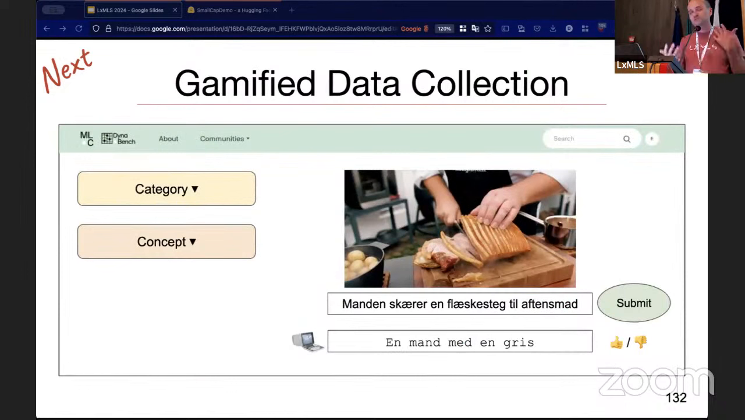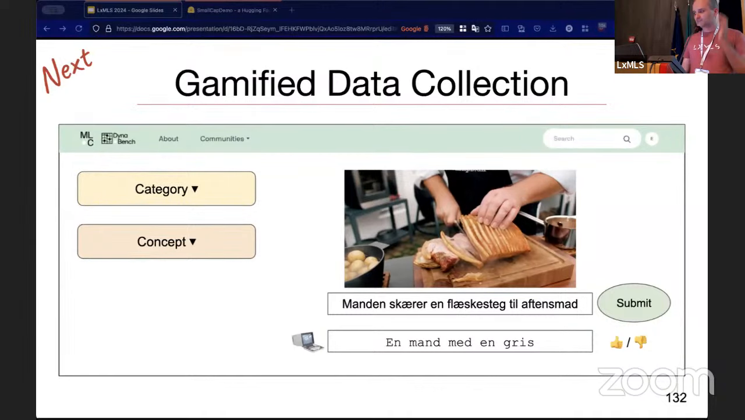And we're also trying to view this as a gamified data collection problem where, in addition to collecting images and data from people, we also want to show them what is the state of the art in terms of the models at the time and to collect their feedback. For those of you who read Danish, the computer-generated sentence here is complete garbage. It just says a man with a pig, which, you know, is kind of in the right direction, but it's really bad, because this is a particular type of meat within Danish food culture.